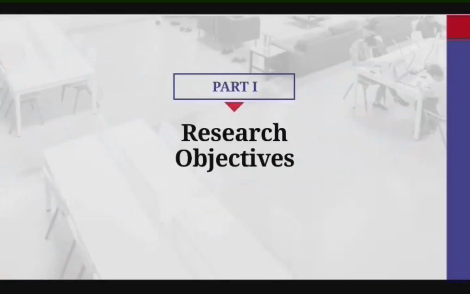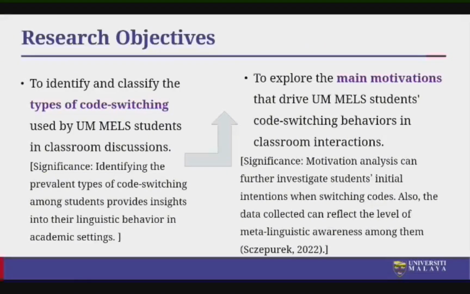Now let's come to the research objective part. We have two objectives. The first one is to investigate the type of code switching most commonly used by students in multilingualism class. The second one is to explore the underlying motivations that drive students to engage in code switching in multilingualism classes.